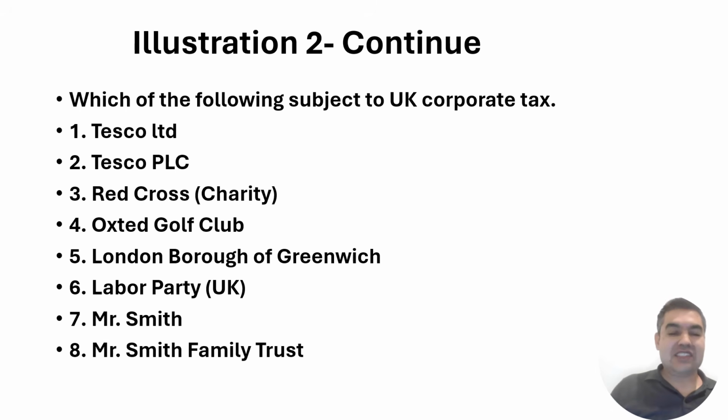Red Cross is a charity. Oxted Golf Club is a club. London Borough of Greenwich is a public authority. Labour Party is a political party. Mr. Smith and Mr. Smith Family Trust. So let's see which of them are subject to corporation tax.